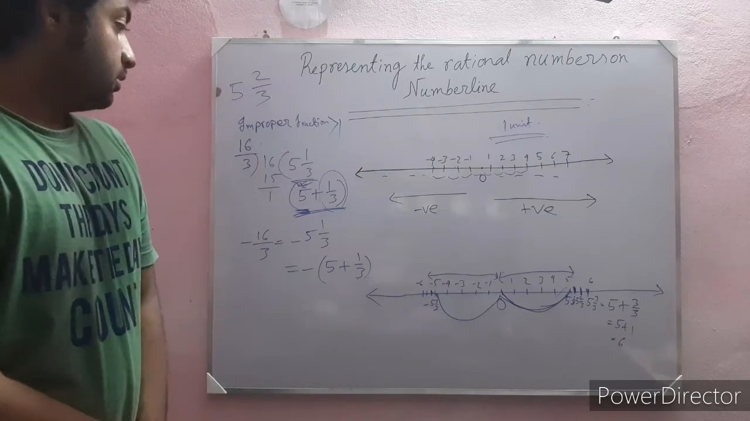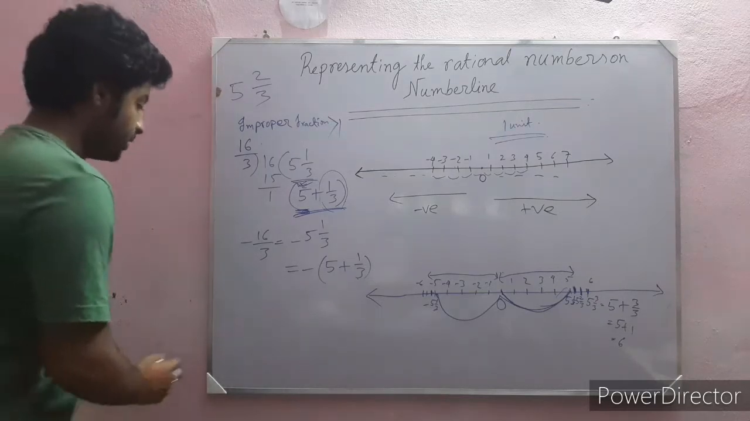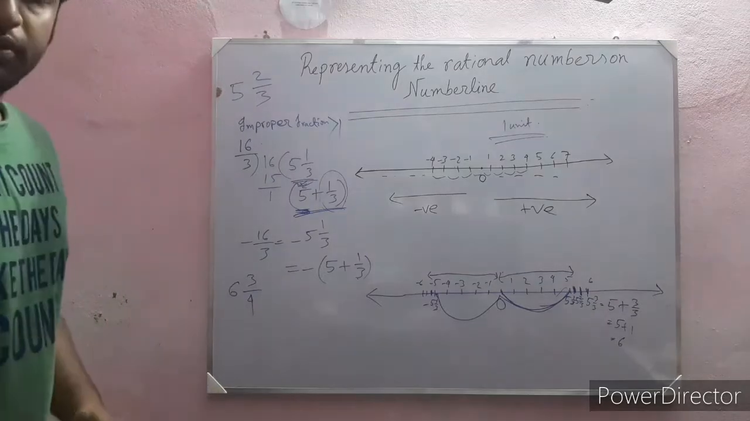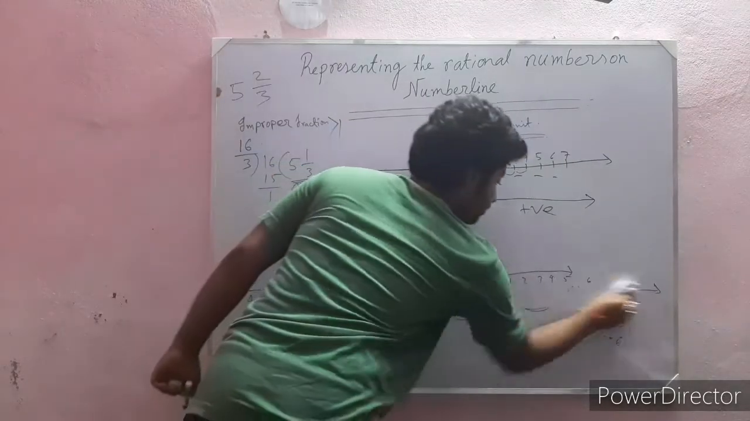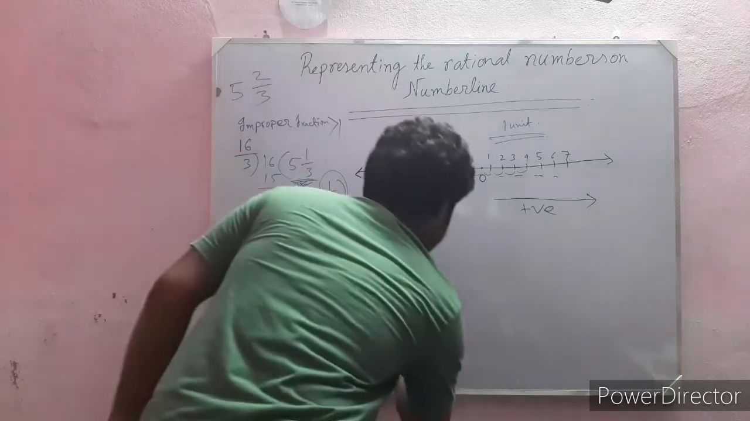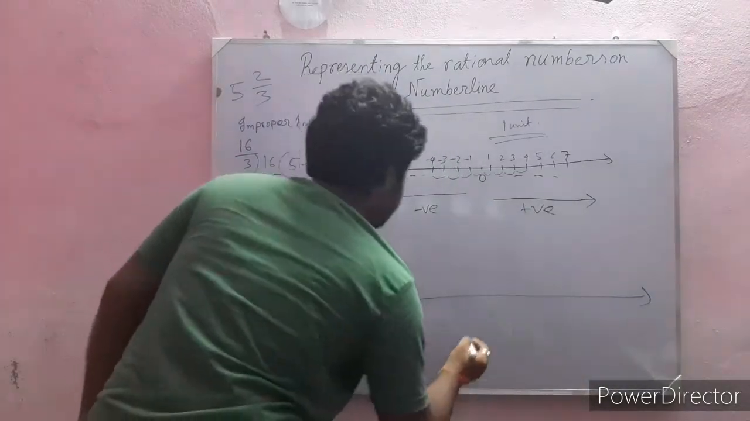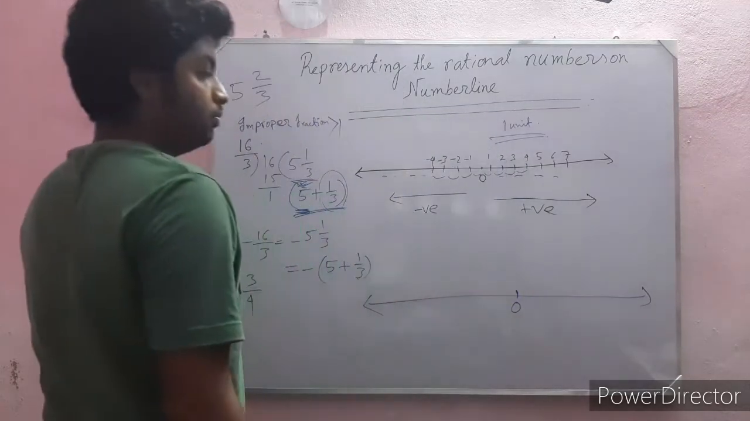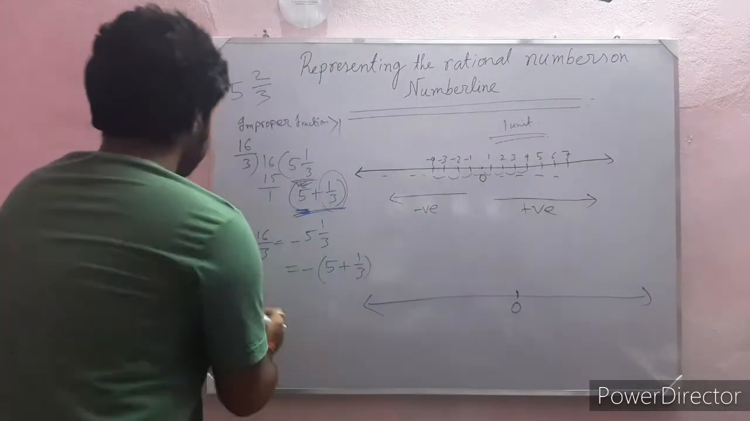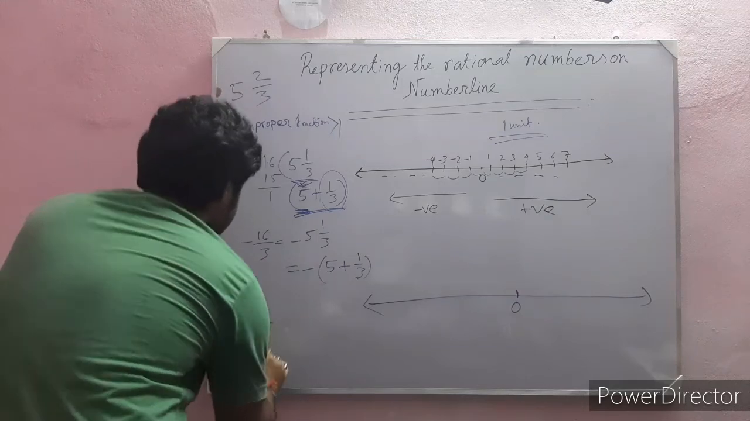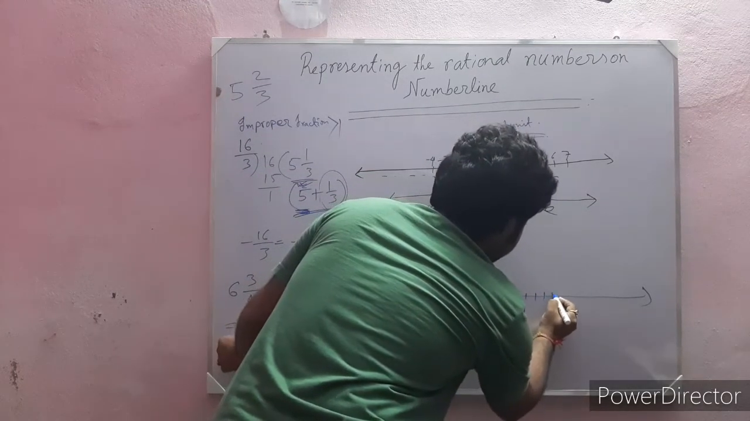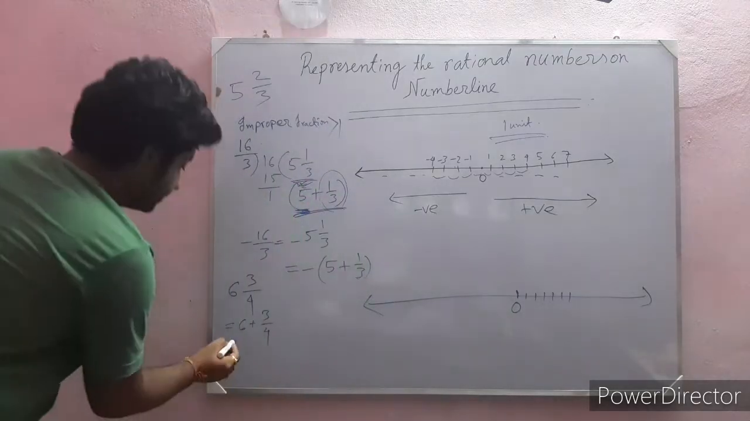Now, if we have to put 6 full 3 by 4 on the number line, let us see how to represent this on the number line. Okay. Draw a number line. Take at the middle the point 0. Now this is 6 full 3 by 4, means 6 plus 3 by 4. At first we have to take 6 units at the right side, 1, 2, 3, 4, 5, 6, and the number is 6 plus 3 by 4.